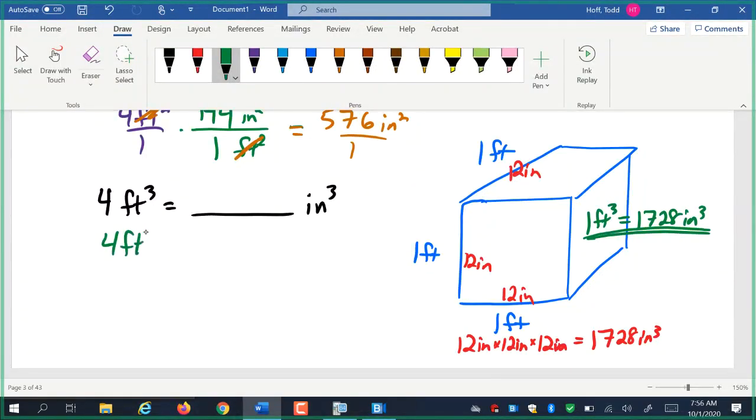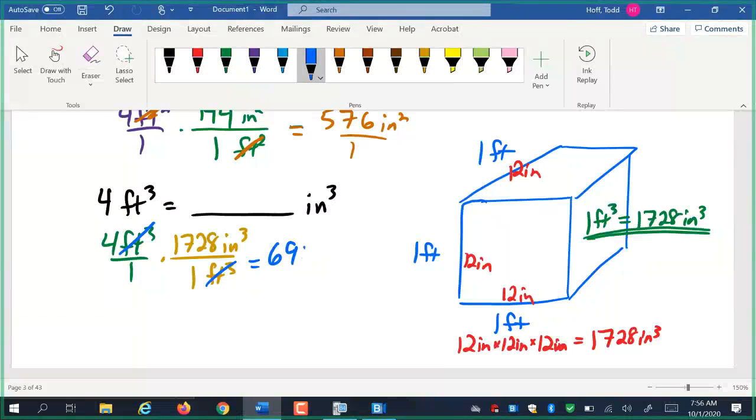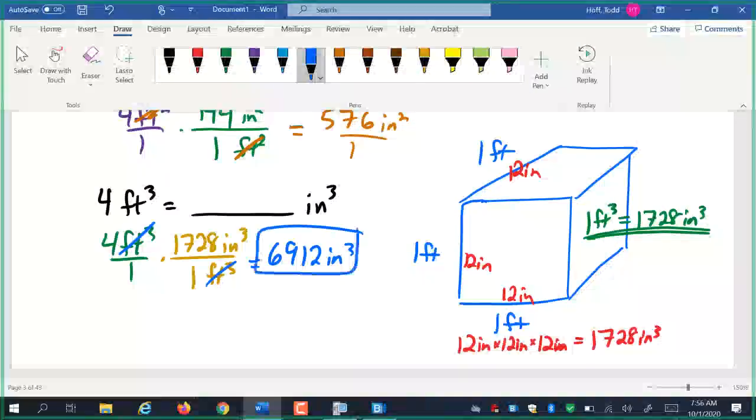So we take our 4 cubic feet, put it over 1, put cubic feet on the bottom so they cancel out. 1 cubic foot is 1,728 cubic inches. So the cubic feet cancel out. We've got the 4 times the 1,728, which is 6,912 cubic inches. So 4 cubic feet doesn't sound like much. 6,912 cubic inches sounds like a lot. But again, it's because our units are going in 3 directions. Those conversion factors get large very quickly.